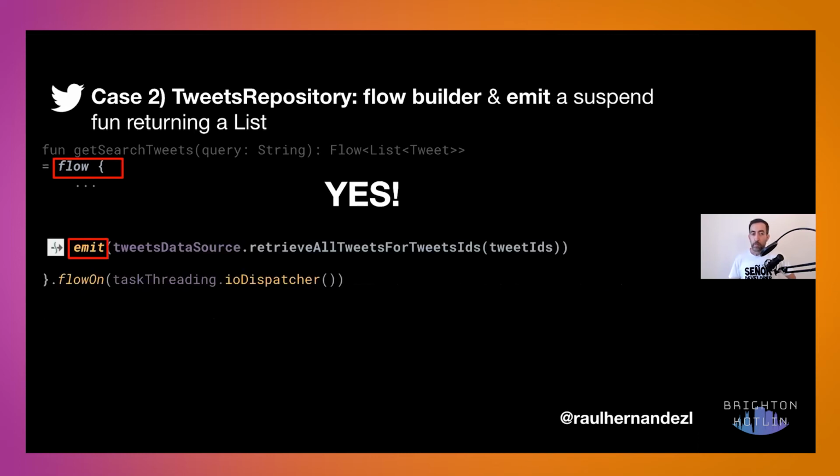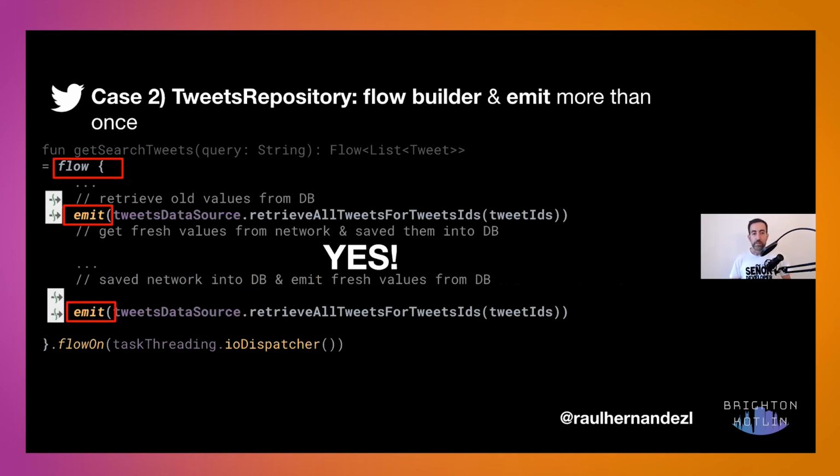Then this is also valid. We could use the flow builder with a single emission. That means a suspend function there as well. Another possibility is emitting, first of all, the values that we have, the dirty values from the DB. And then if we refresh those values from the network, we can emit again. So we return this flow with a list of tweets.